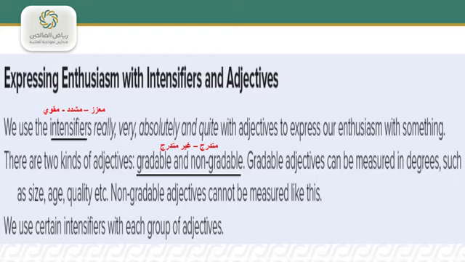There are two kinds of adjectives, as we said before, gradable and non-gradable. Gradable adjectives can be measured in degrees, such as size, age, quality, etc. Non-gradable adjectives cannot be measured like this. We use certain intensifiers with each group of adjectives. Here, my dear students, we have to stick to some kinds of intensifiers with non-gradable and gradable adjectives.